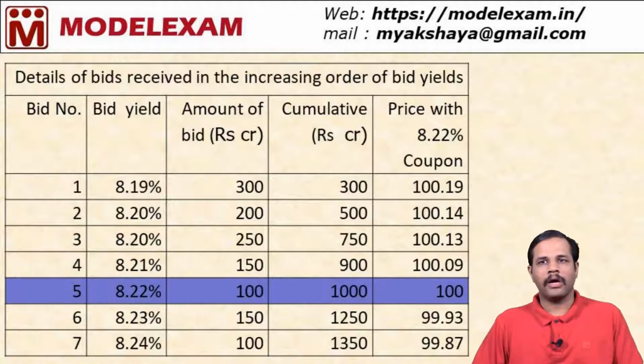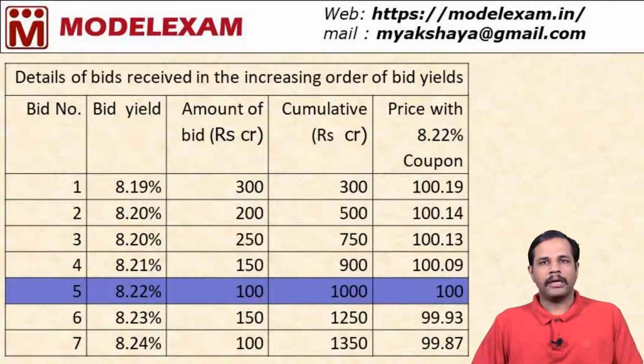And see, the fifth bidder quotes a yield of 8.22 percentage, and he bids for 100 crore. And at this point of time, the total amount bid for becomes 1000 crore. So the government has planned to issue 1000 crore worth of government securities, and it has reached 1000 crore here. So the government will stop at this point of bidding, that is, they will stop at the fifth bidder.